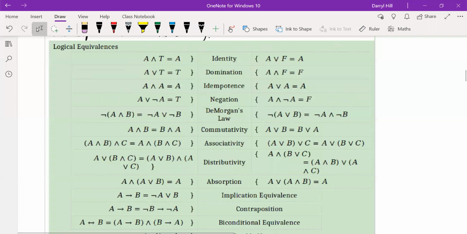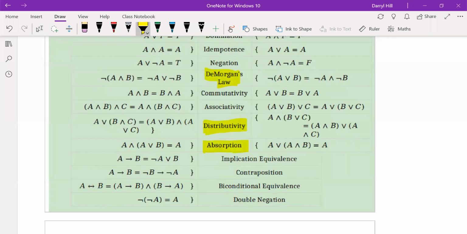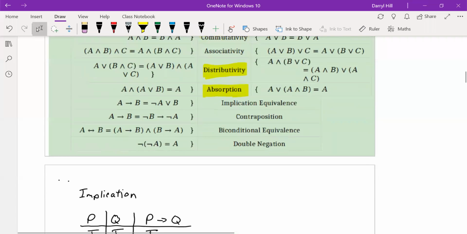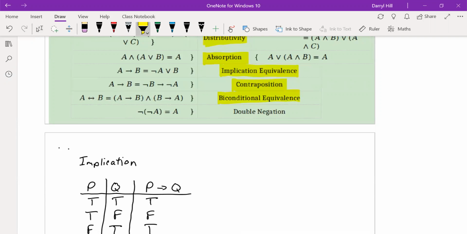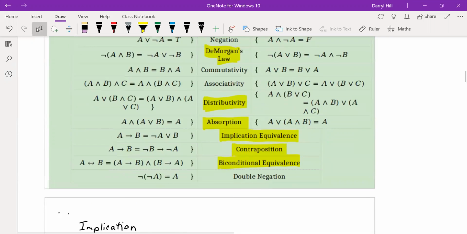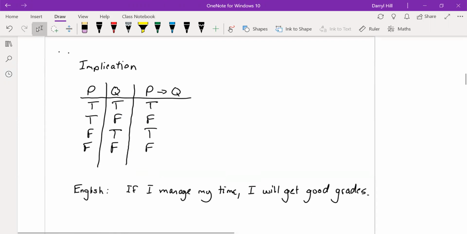Right, so we have idempotence, negation, De Morgan's law. De Morgan's and distributivity are probably some of the more complex ones, also absorption. The other ones are more straightforward. Implication equivalence is pretty important. Contrapositive is pretty important. Biconditional equivalence, yeah. So those are the ones, maybe the more complicated ones you want to focus on, and the other ones are sort of straightforward or almost obvious.